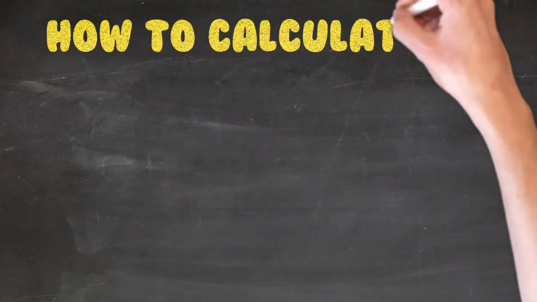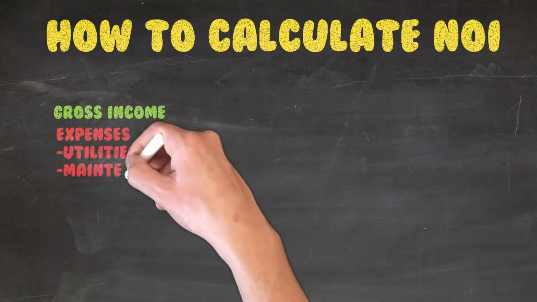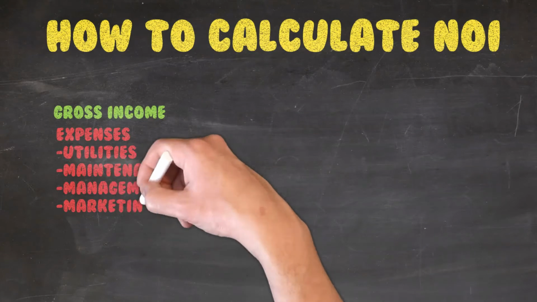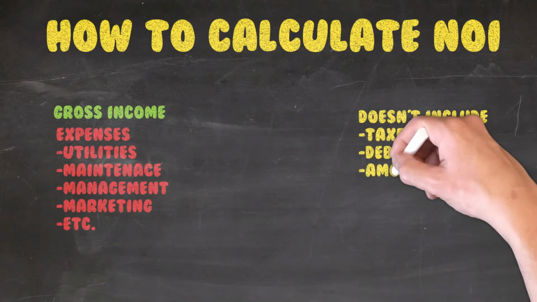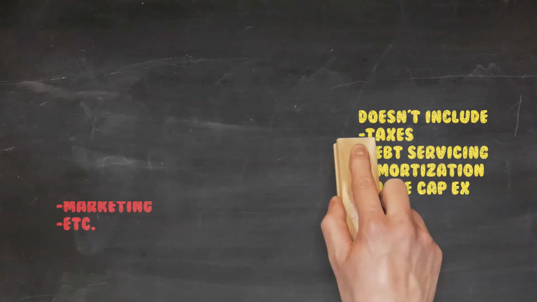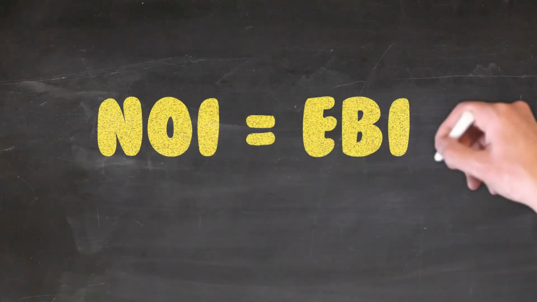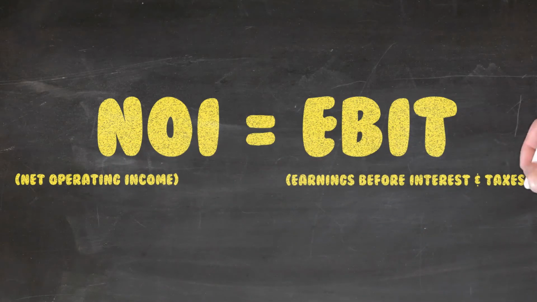NOI equals all the revenue from the property minus all the usual reasonable expenses, and it is a before tax figure, so it does not include taxes. NOI is also calculated before you pay any type of principal and interest payment or other types of capital expenditures or depreciation or amortization. In a lot of other industries, it would be called EBIT, which stands for earnings before interest and taxes.